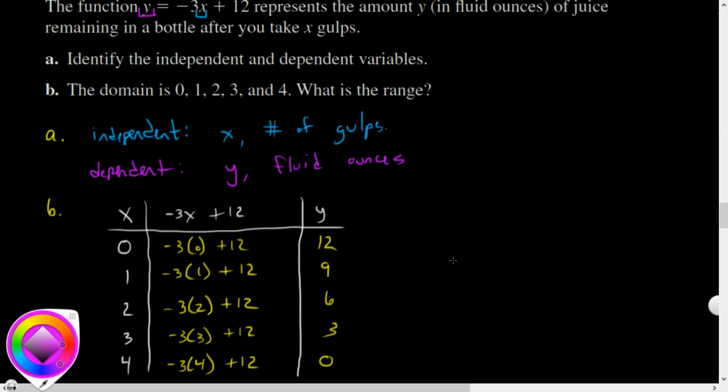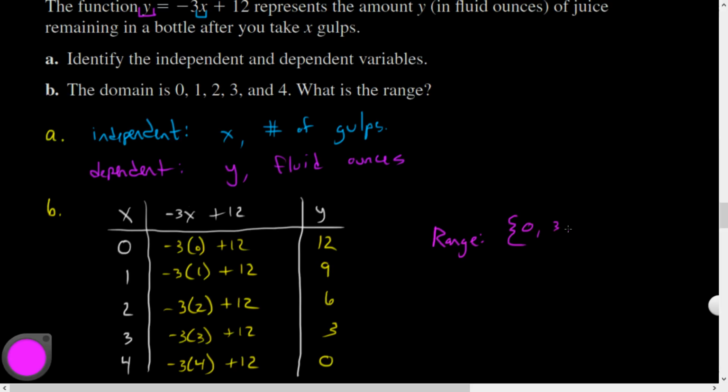And the question, what is the range? The range is going to be all the possible outputs. And since these aren't everything between 0 and 12, these happen to be exact numbers, I'm going to say 0, 3, 6, 9, and 12. All right, that would be the range for this problem. Unless they said I could take like a half of a gulp or a third of a gulp, then I might say that the range is everything from 0 to 12. But let's see. I think I'm good.